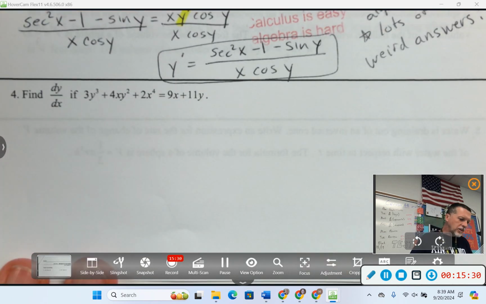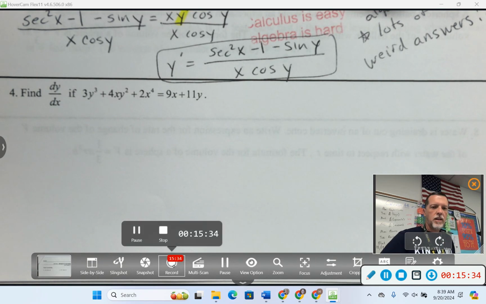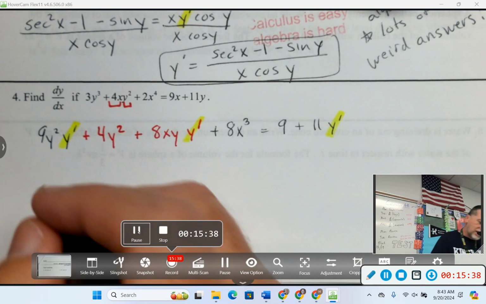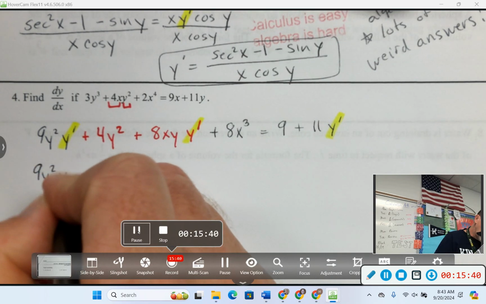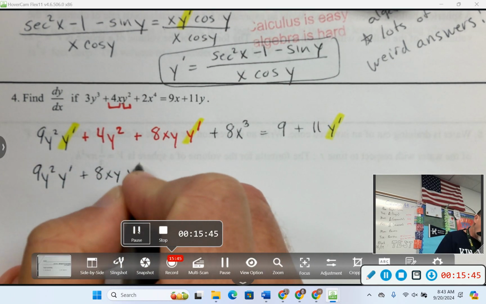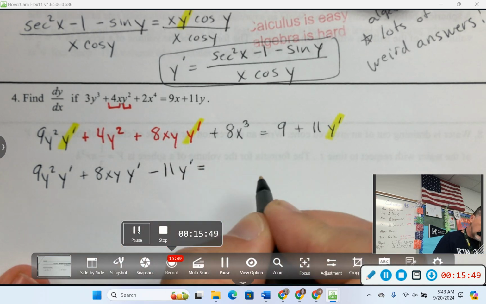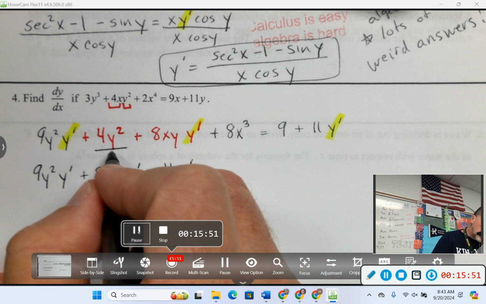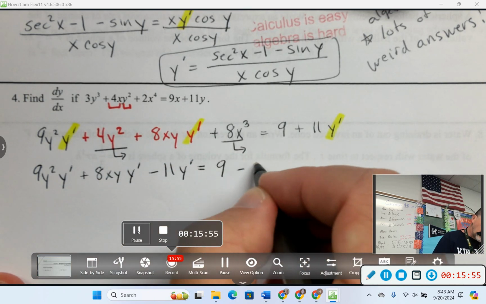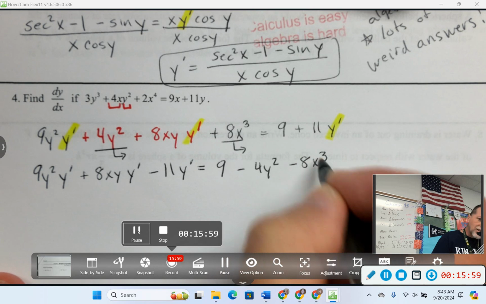You ready to try one on your own? Why don't you try number 4? Let's see if I can do that. 9y squared y prime plus 8xy y prime minus 11y prime equals, now some of this stuff needs to go to the other side, 9 minus 4y squared minus 8x cubed.